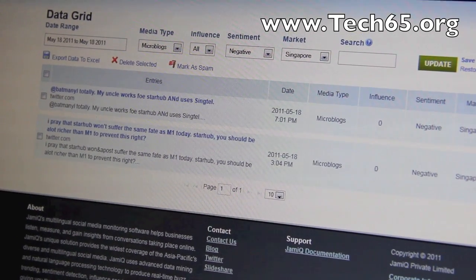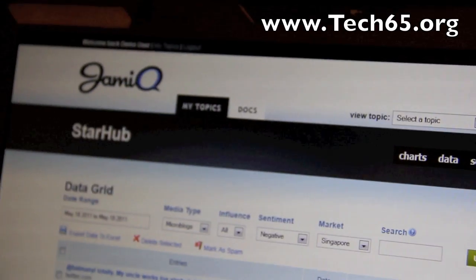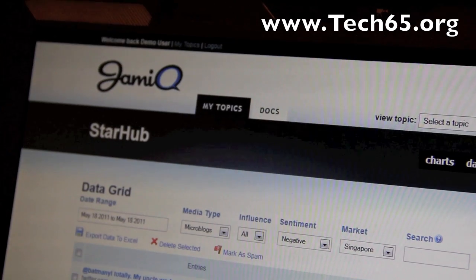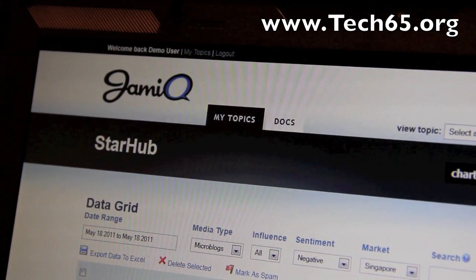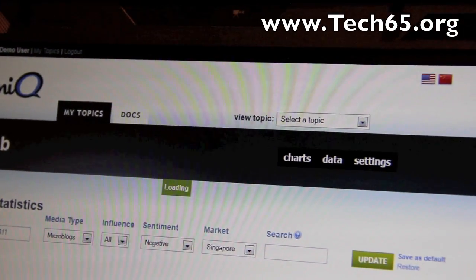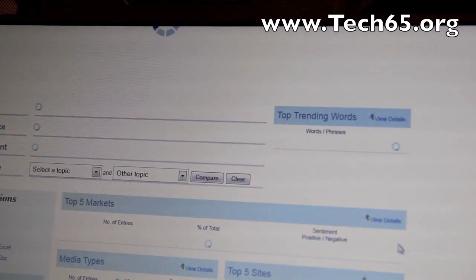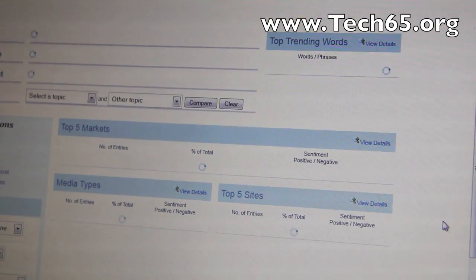Yeah. So the goal of JamiQ is really to get you from the data that's out there and what people are saying about you, to getting you the data in a quick manner. There are other deeper things that you can do with the data, including looking at more trending words, more markets, even more sites. Okay, so let me load this up.